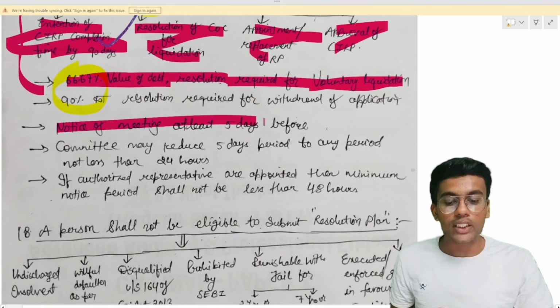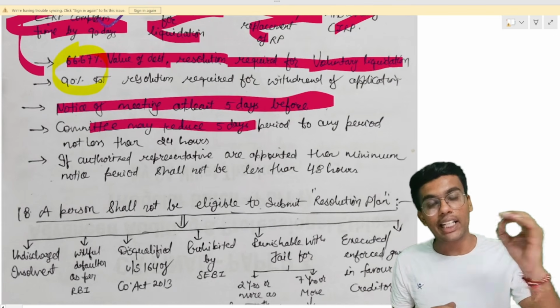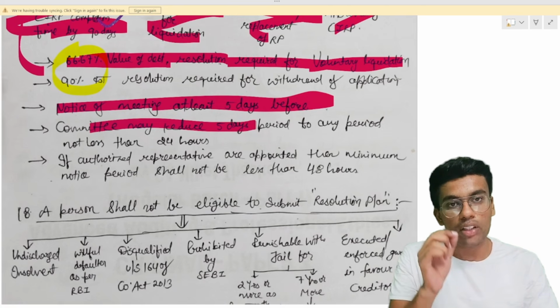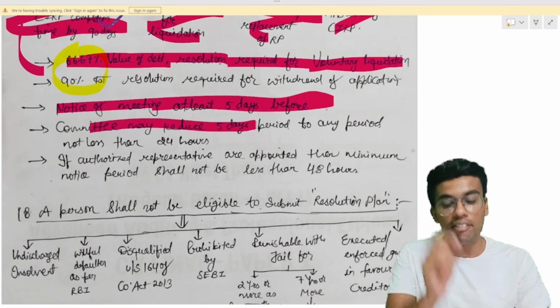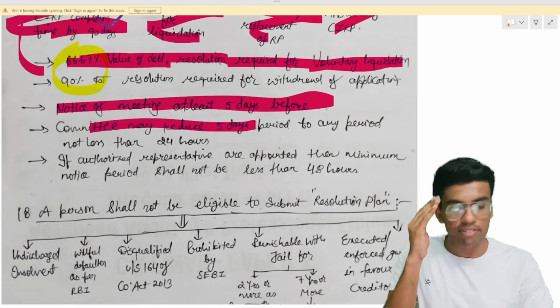Now, notice of meeting is to be given at least 5 days before the date of meeting. Committee may reduce the 5-day timeline for a period which shall not be less than 24 hours. मतलब minimum 24 hours का तो आपको notice period serve करना ही पड़ेगा, even if the committee has agreed for a period lesser than 5 days.